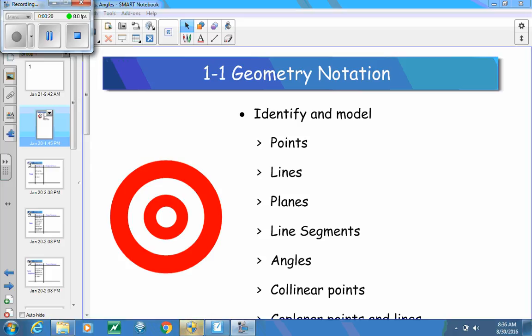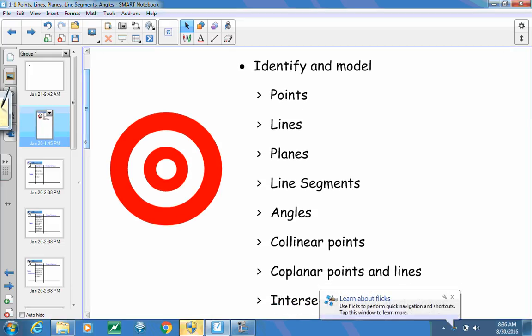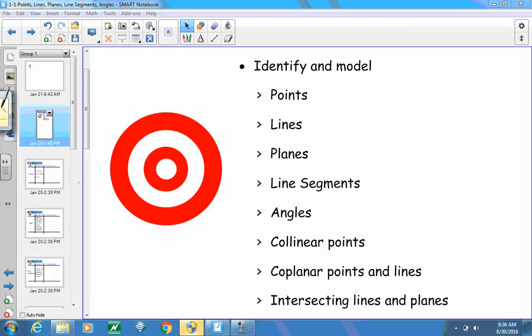This video is going to be very heavy on vocabulary because we've got a lot of new terms that we need to know, and so we've got them listed here. We're going to talk about what points, lines, planes are, what line segments are, angles, and we'll talk about collinear points, coplanar points and lines, and then intersecting lines and planes. Some of this will be covered in the video here, and some of the other stuff will be covered in class tomorrow.